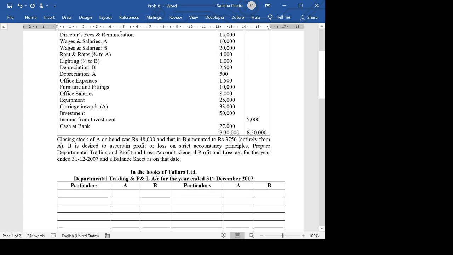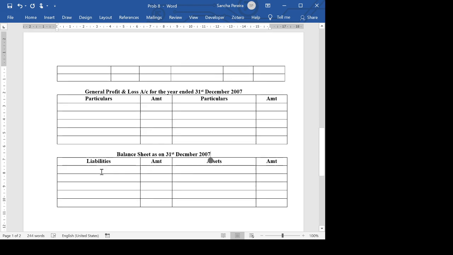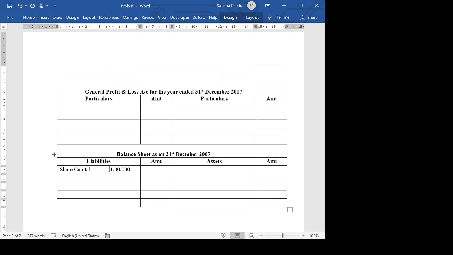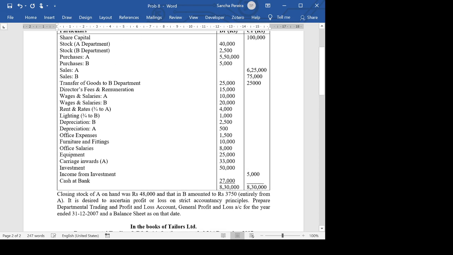So share capital is 1 lakh, so I'll take it directly to the balance sheet. Now to share capital, I know that there's net profit that needs to be adjusted, so I'm not going to write it in the external column. I'm just going to write it in the internal column, so that I can adjust the net profit. This final net profit will have to be added here, or net loss, whatever we get. So share capital is taken.